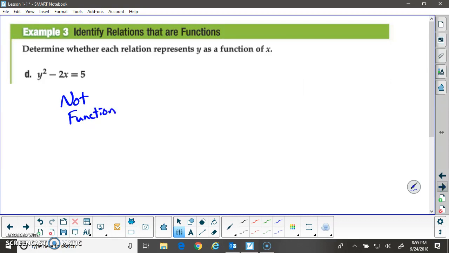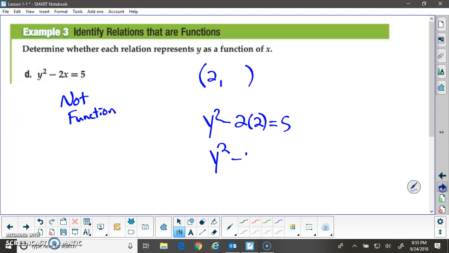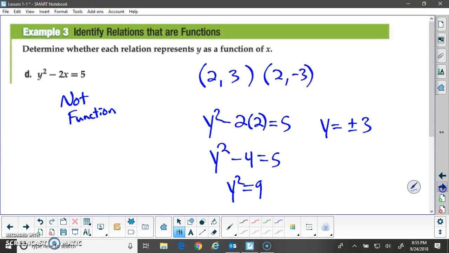Another good example of that is, let's put an input value of, let's just say 2. What's the output going to be? So as I continue to work the problem, you can see that we get y squared equals 9. And so if we square root both sides, that would give us y equals plus or minus 3. And so what that means is for the input value of 2, you get 2 separate outputs, thus this is not a function.